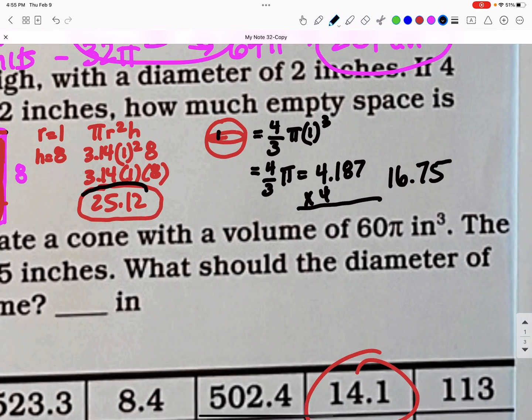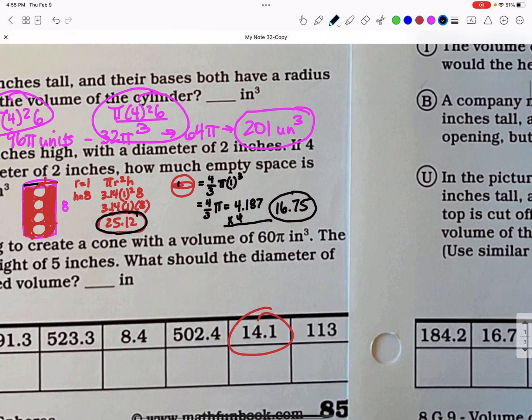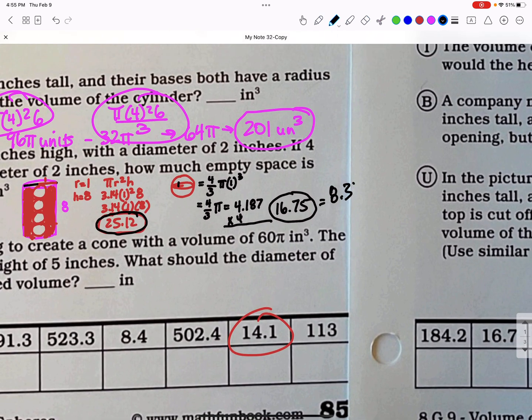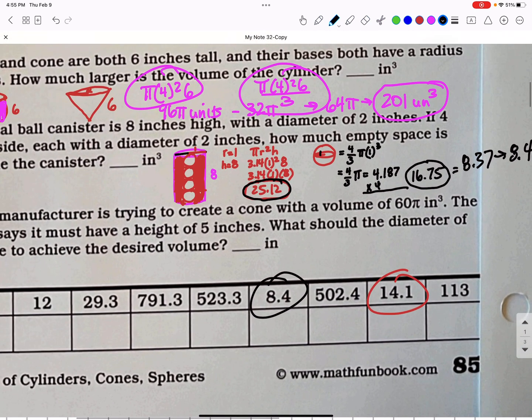So if this is how much space was in the whole container and the 4 balls take up that much space, then I just subtract those. 25.12 minus 16.75 equals 8.37, which rounded to the nearest tenth is 8.4. So that was a pretty tough problem. You had one big cylinder with 4 small spheres in it, so you took the whole cylinder and subtracted away 4 spheres. That was kind of tough.